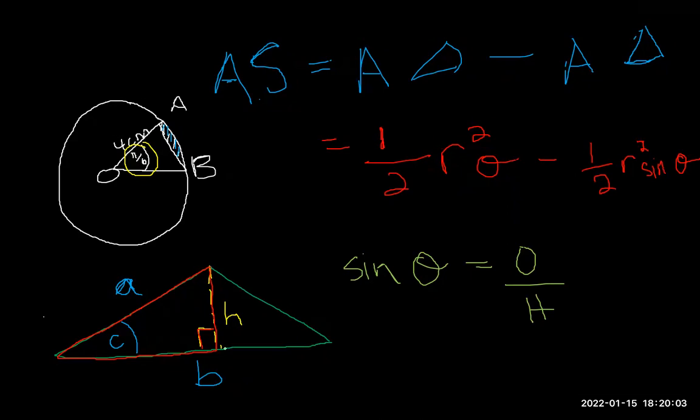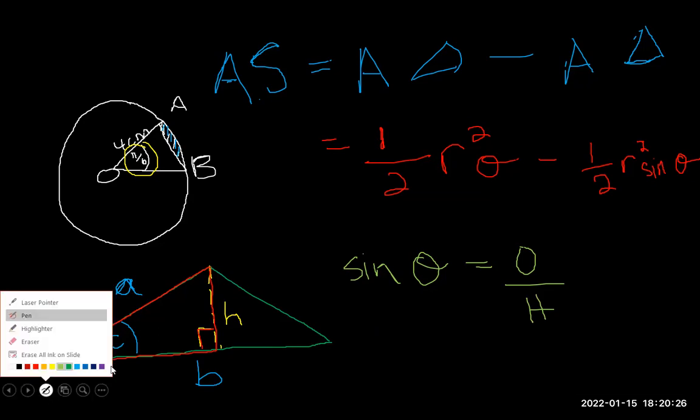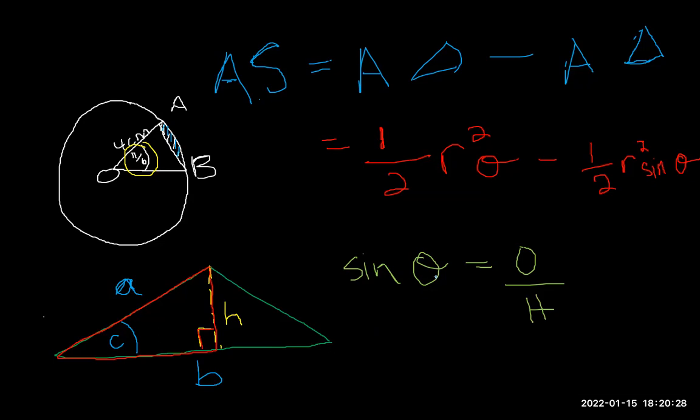For this right angle triangle, my red triangle, theta, which is the angle, is C, correct? Theta is the angle, and I'm saying that the angle is C. Troy, you good with that? Theta, which is my angle, is C.